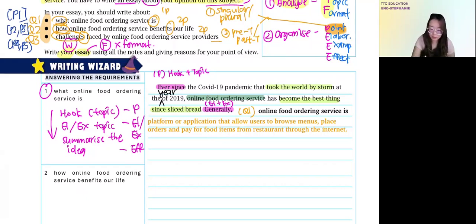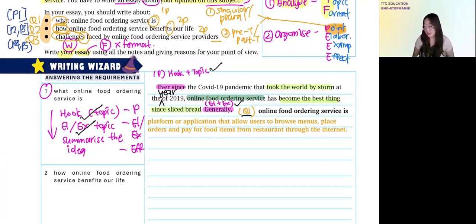So you see, if you notice, I've already done our hook and topic in our very first part. Okay, hook and topic. We move on to the elaboration or example of the topic, which also answers your Q1, all right, Q1.